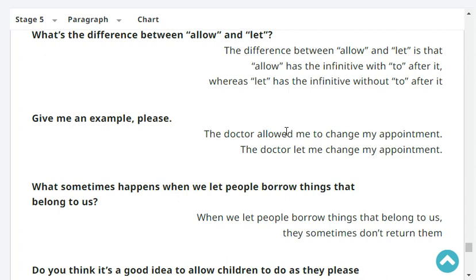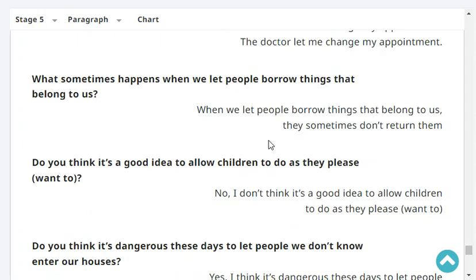The doctor allowed me to change my appointment. The doctor let me change my appointment. Right, what sometimes happens when we let people borrow things that belong to us? When we let people borrow things that belong to us, they sometimes don't return them.